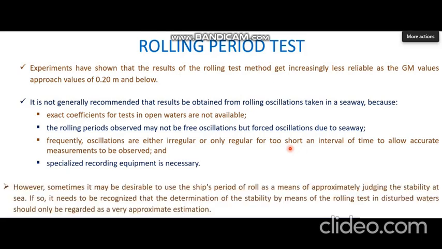However, sometimes it may be desirable to use the ship's period of roll as a means of approximately judging the stability at sea. If so, it needs to be recognized that the determination of stability by means of the rolling period test in disturbed water should only be regarded as a very approximate estimate, and there should not be over reliance on such results.